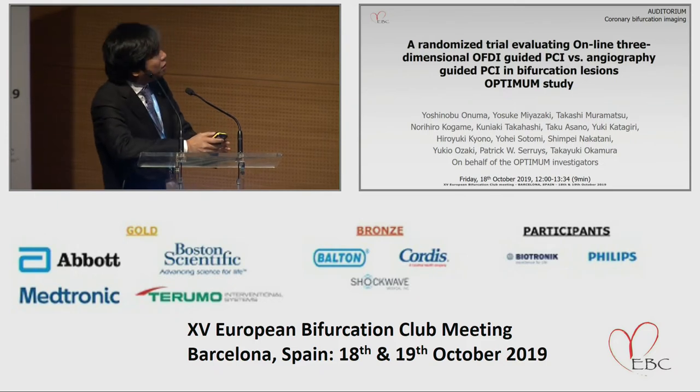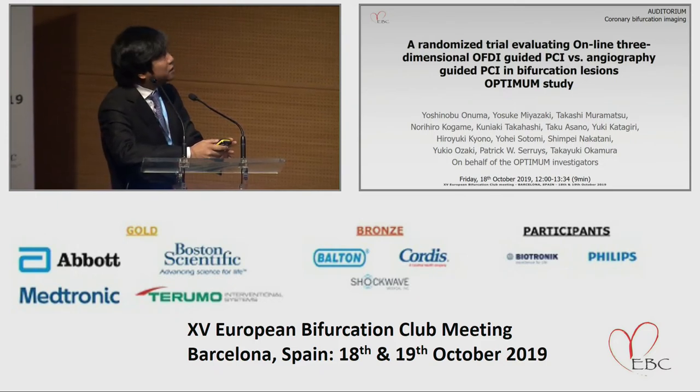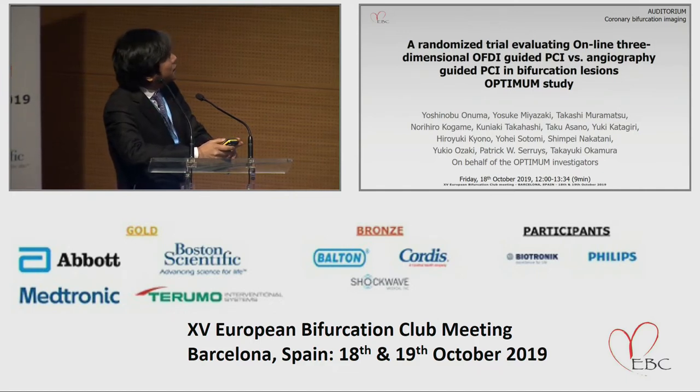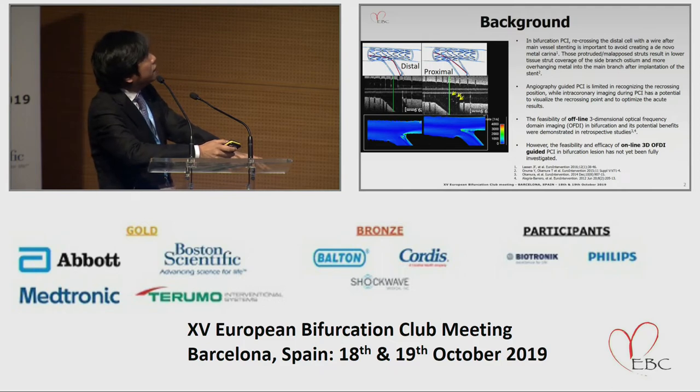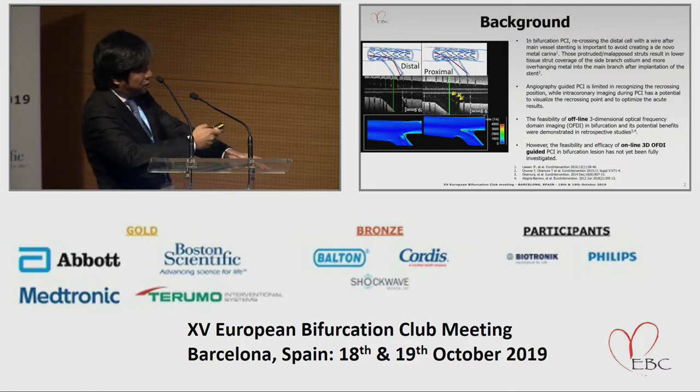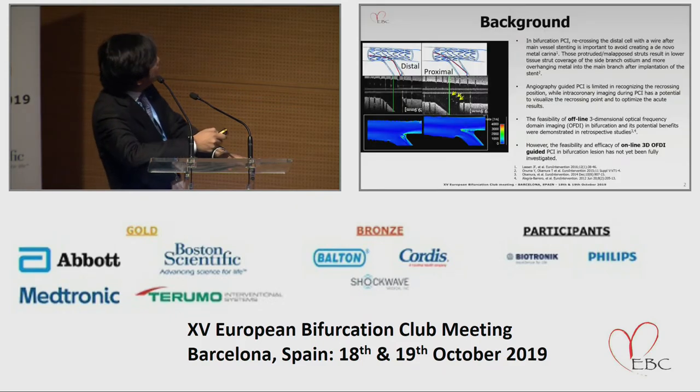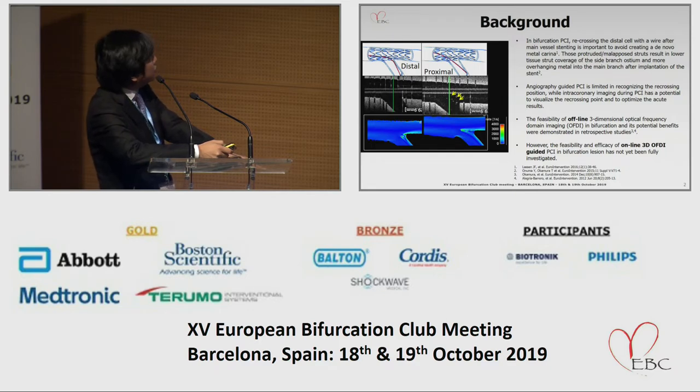This randomized study was a collaboration of the previous speaker, Takao Kamura, and the Japanese investigators with the European academic team. As background, as already mentioned by the previous speakers, in bifurcation PCI, recrossing of a distal cell with the wire after main vessel stenting is important to avoid creating a de novo metallic carina, as you've seen in this cartoon on the left-hand side. That can also create disturbance in the microcirculation, expressed in the shear rate in this lower panel. And if you have a metallic carina, you have a predisposing condition to thrombus. The feasibility of offline 3D OFDI was demonstrated in a registry, however, the feasibility and efficacy of online 3D OFDI during the procedure has not yet been fully investigated.